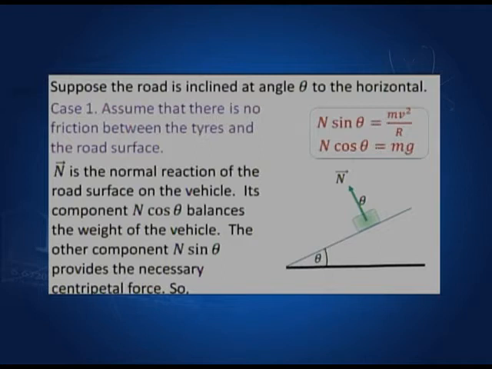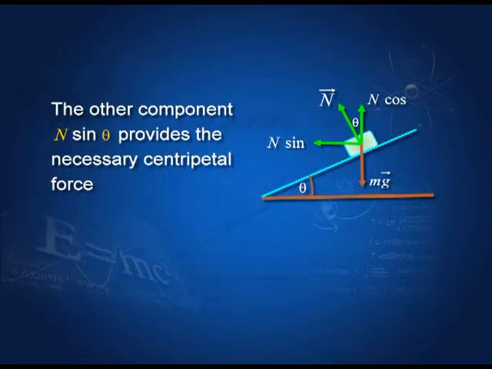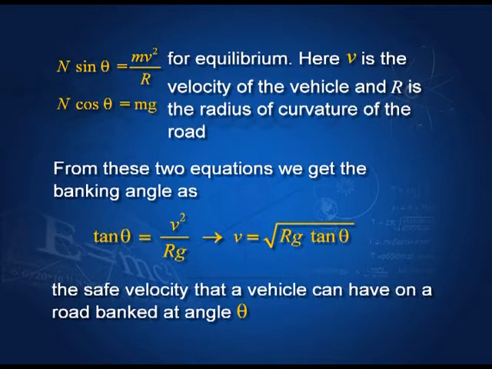This is the normal reaction of the surface on this object, and this is the component which is in the vertical direction, N cos theta. This is the weight of the object vertically downwards, and this is the component N sin theta. This is towards the center of the road, and it is this component, N sin theta, which would supply the necessary centripetal force. So, we write down the equations of equilibrium.